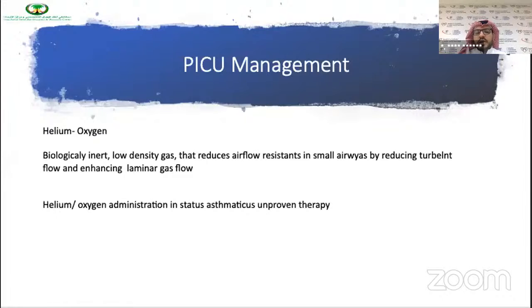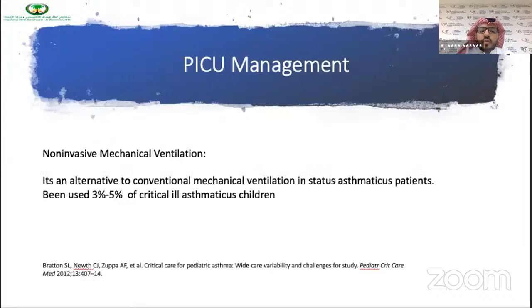Helium-oxygen combination is used as 80 to 20, or 70 to 30, or 60 to 40. The idea behind it is that it's a low density gas. It reduces airway flow resistance in the small airways by reducing turbulent flow and enhancing laminar gas flow. The administration of such a combination in status asthmaticus is an unproven therapy so far. People are moving more toward the use of non-invasive mechanical ventilation.